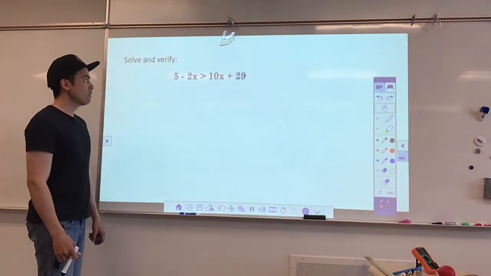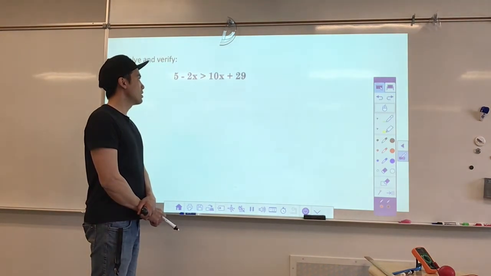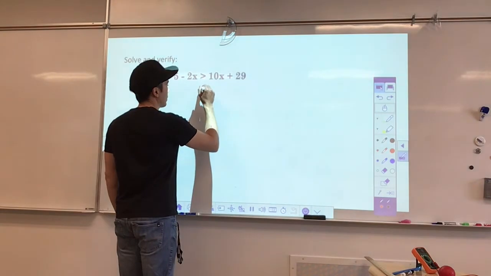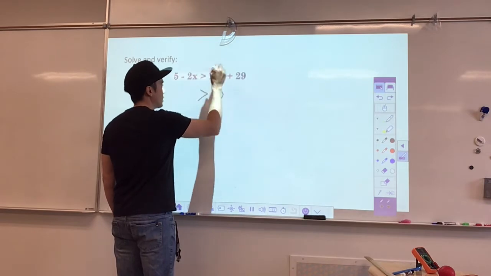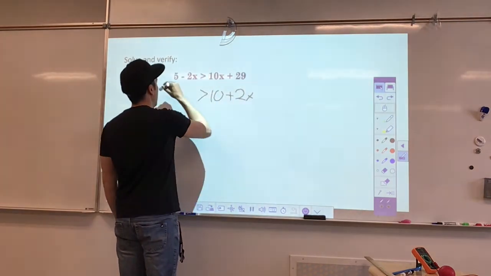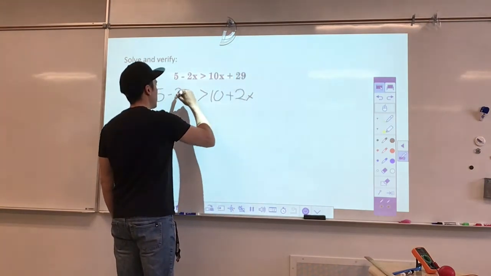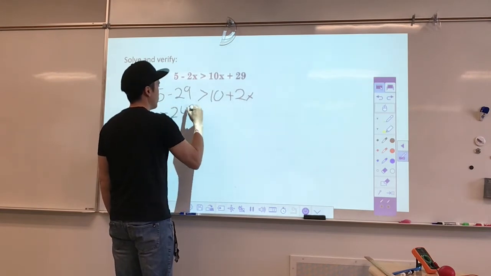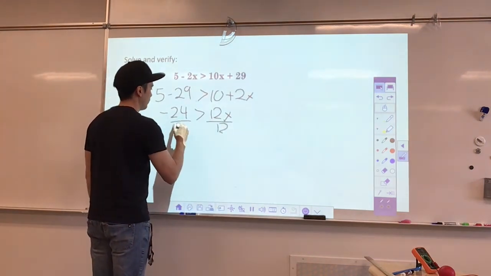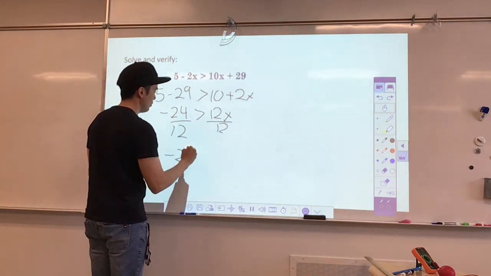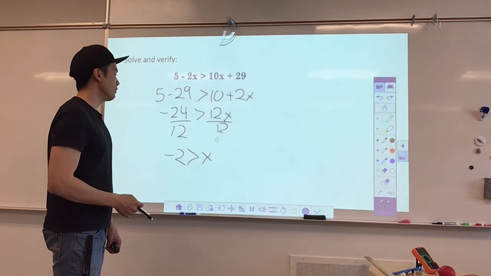Okay, next one that we want to solve and verify. Again, we're kind of into a letter land number nation scenario, and so I have 10 x's on this side, and so I'm going to move this -2x to the other side to become plus 2x. I have 5 here. I'm going to bring this plus 29 to the other side. It's going to become -29, and I get -24 here and 12x. Again, divide both sides by 12. And I get -2 is greater than x, or x is less than -2.